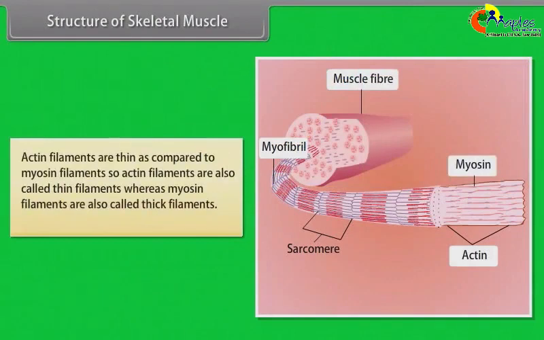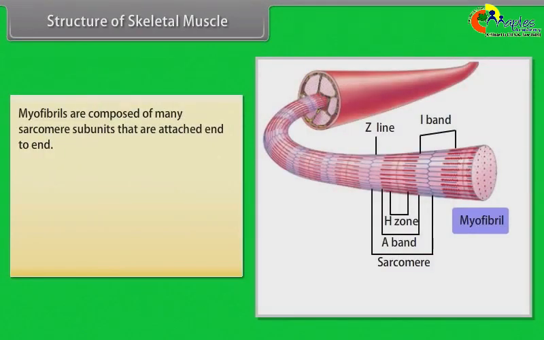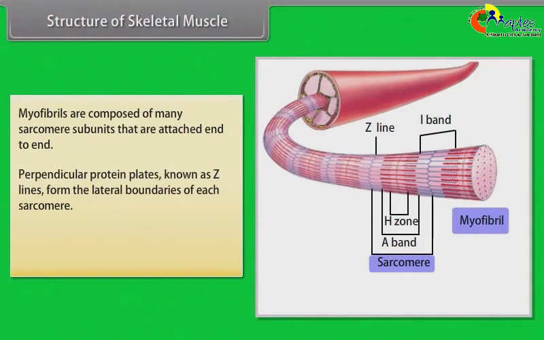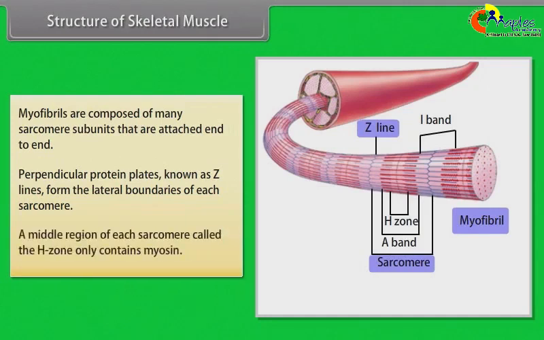Actin filaments are thin as compared to myosin filaments, so actin filaments are also called thin filaments, whereas myosin filaments are also called thick filaments. Myofibrils are composed of many sarcomere subunits that are attached end to end. Perpendicular protein plates, known as Z-lines, form the lateral boundaries of each sarcomere. A middle region of each sarcomere, called the H-zone, only contains myosin.